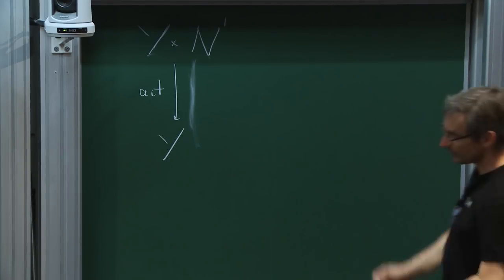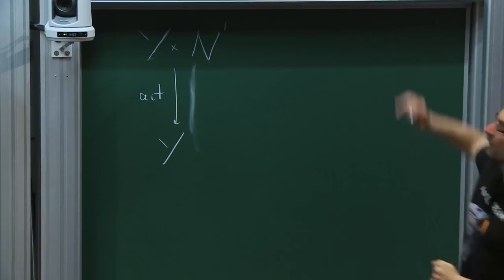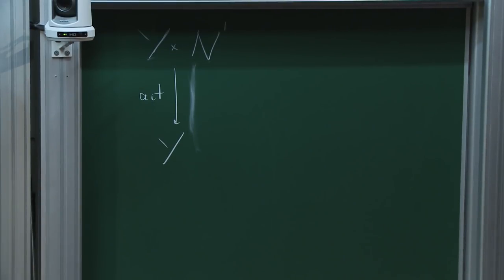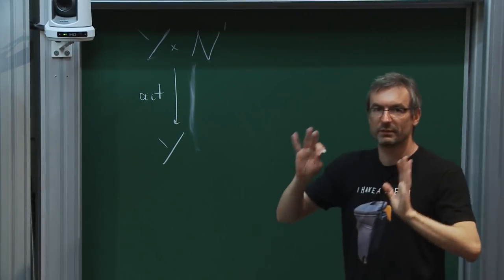And so the tiny remark is that because N prime was unipotent, if this homomorphism exists, it's unique, and moreover, all the higher compatibilities, whatever they are, are satisfied automatically.